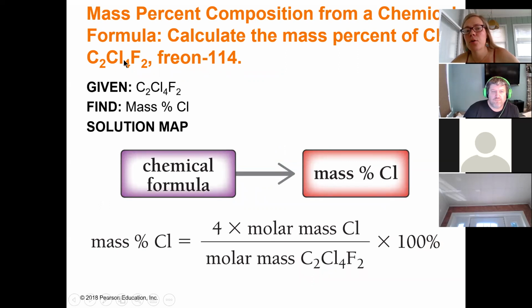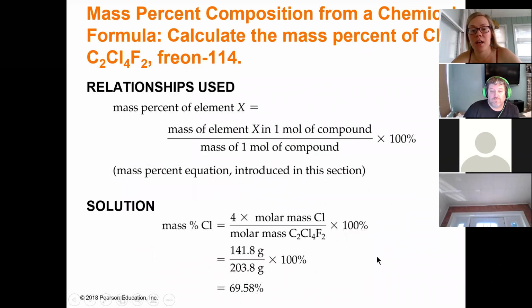Well, I need to take 4 chlorines and divide it by the mass of the whole thing, right? So 4 chlorines divided by the molar mass of the total, times 100 to give me the percent. So 141.8 grams is that 35.45 times 4, and the whole mass of this is 203.8, times 100. It's really not that hard.